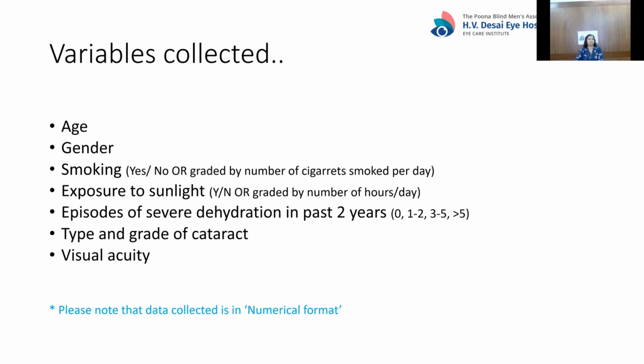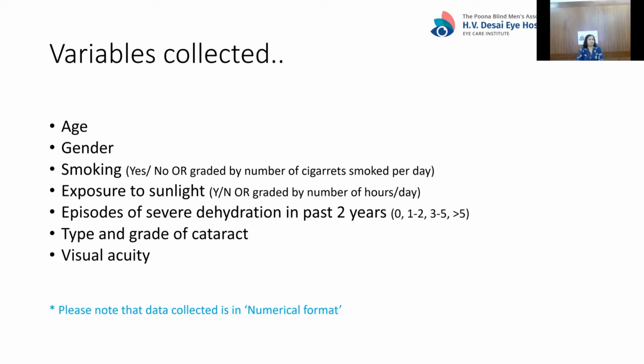So for this particular study, what are the likely variables that need to be collected? Again, I'm just going to give you a few examples. There can be many more variables that could be collected for this study. Age, gender, history of smoking. Now, how do you collect information of this particular variable? It could be in two forms, whether history present or not, that is yes or no, or history of smoking could be graded by number of cigarettes smoked per day.